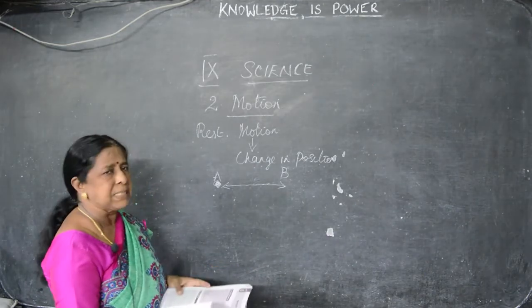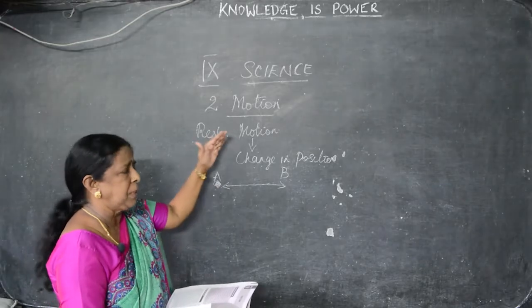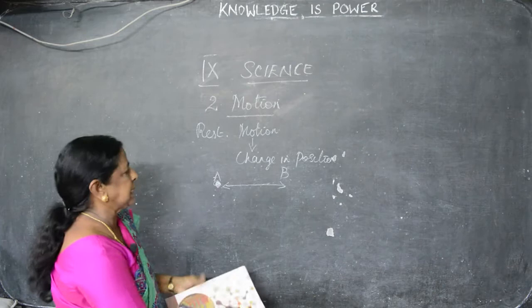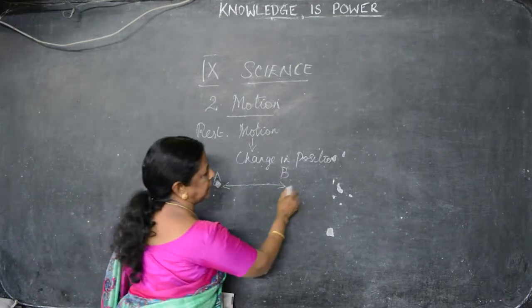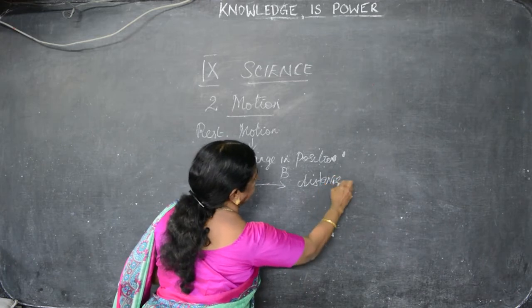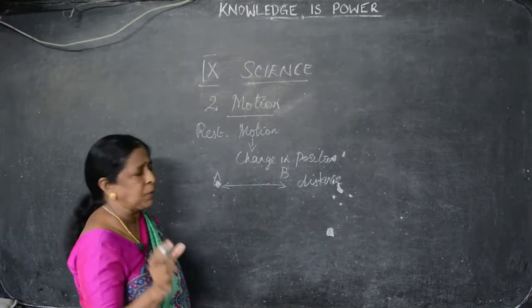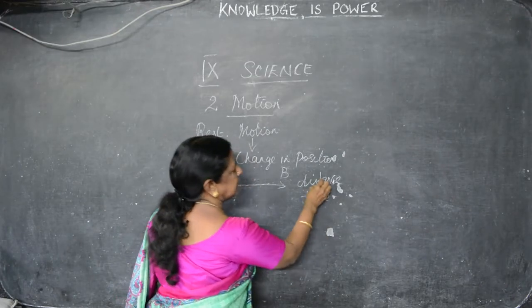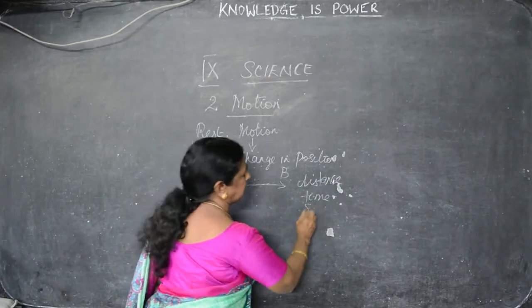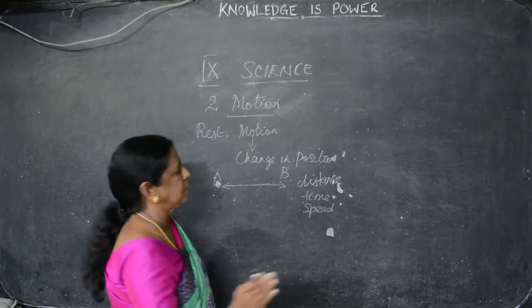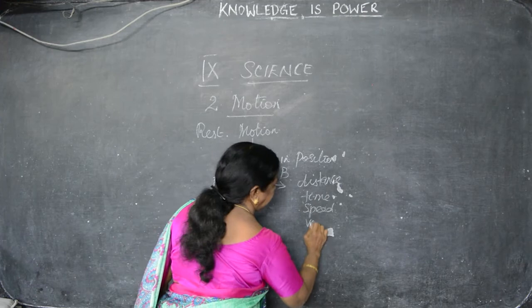This motion has some fundamental qualities. What are the qualities? Motion has distance. This is the distance travelled by the moving object. The first one, as I said, is distance. Then distance travelled in a particular time. The distance travelled and time taken is known as what? Speed. And travelling in a particular direction, this is velocity.